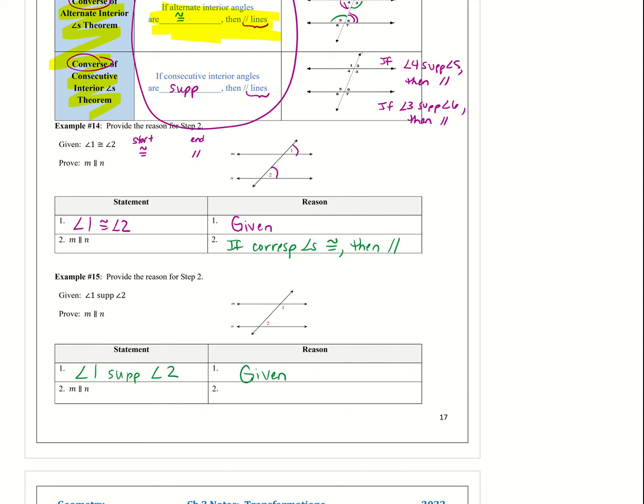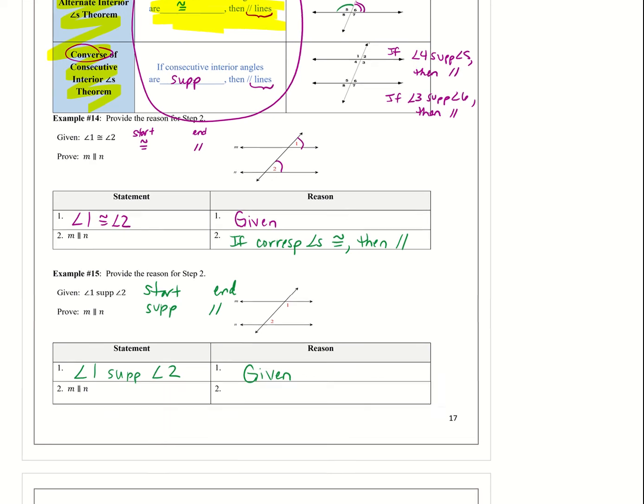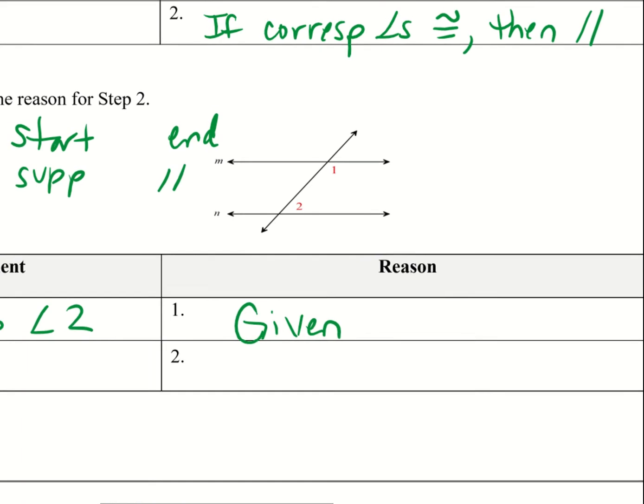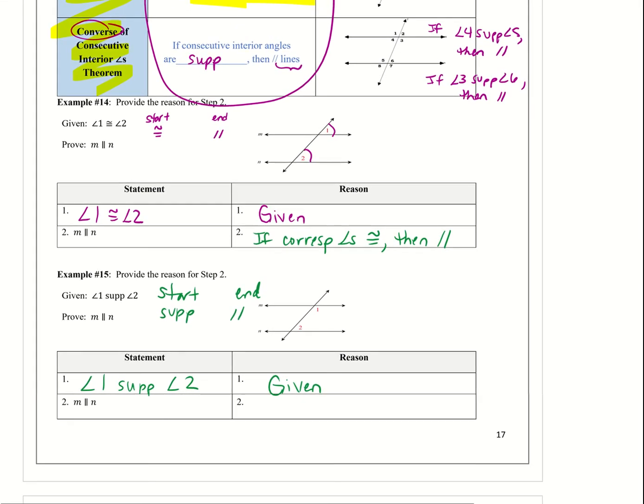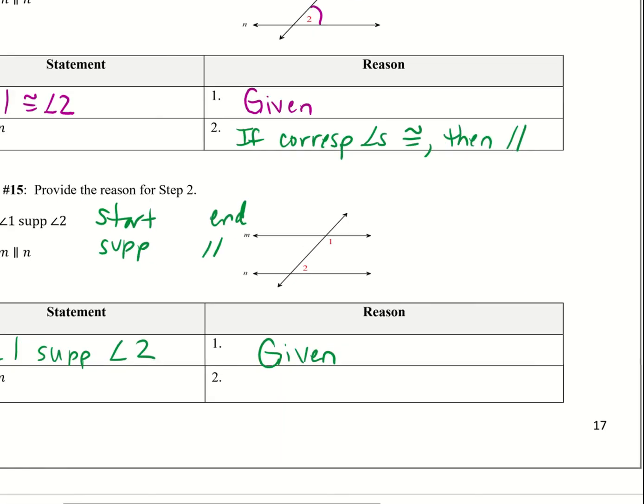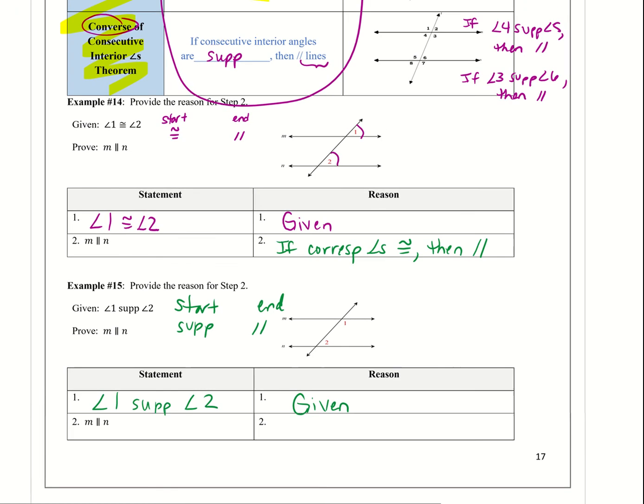Okay, so I'm starting with supplementary as my keyword. I'm ending with parallel as my keyword. The only one that actually matches this is my third one here. So let's just check. We're talking about angles 1 and 2. Angles 1 and 2 are in the position for supplementary angle, or for consecutive interior angles. So this is a good fit with this last theorem.